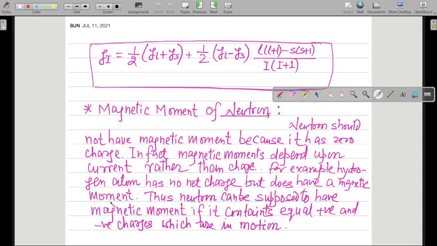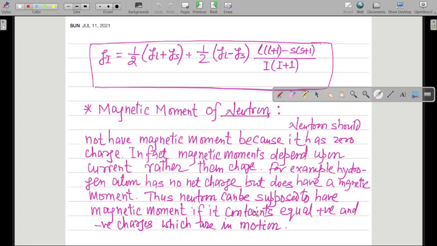So hydrogen atom has no net charge but does have a magnetic moment. Why does it have a magnetic moment? Because it constitutes current, right? Thus neutron can be supposed to have magnetic moment if it contains equal positive and negative charges which are in motion. So neutron can also be supposed to have magnetic moment just like hydrogen atom.